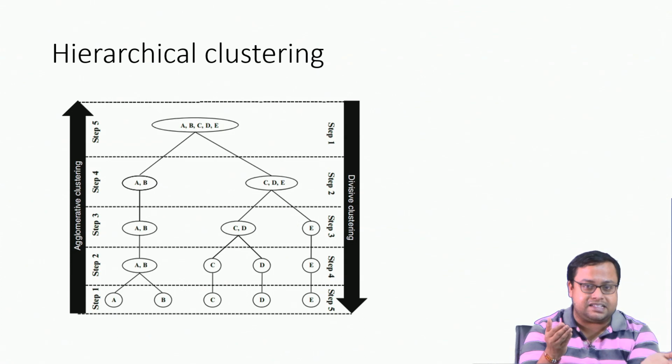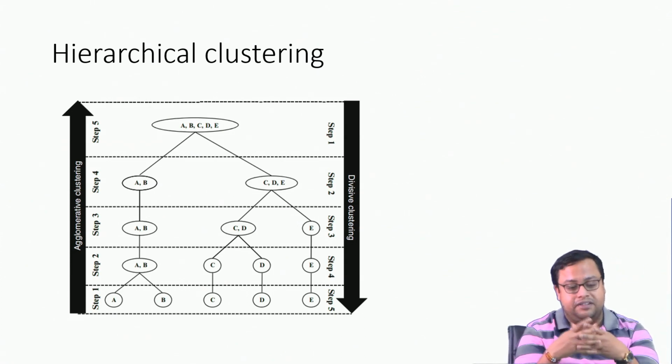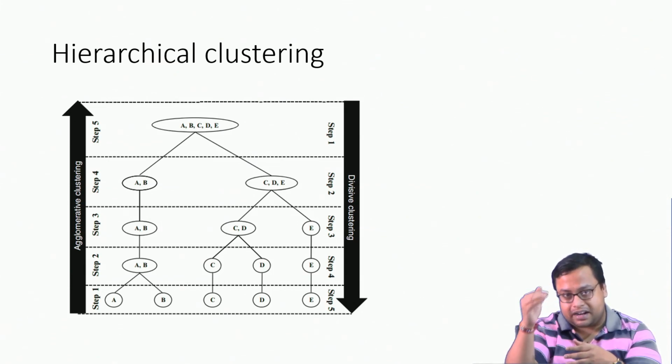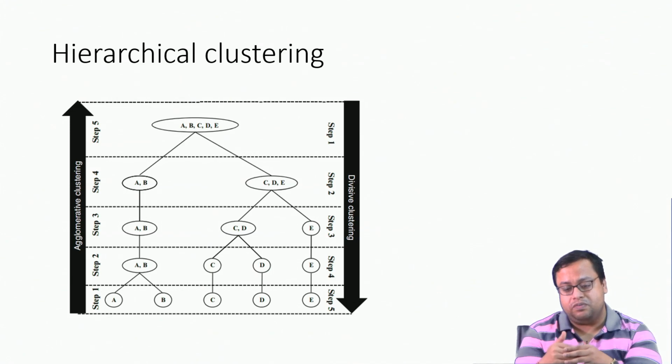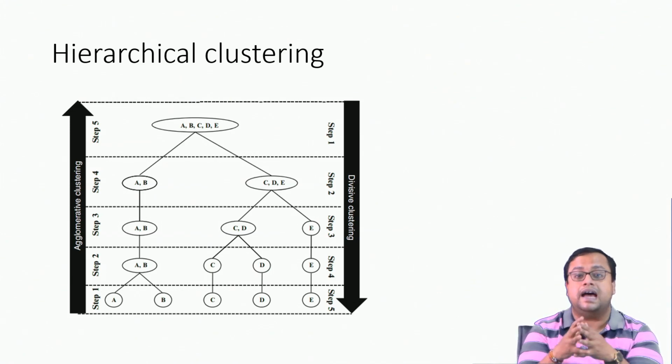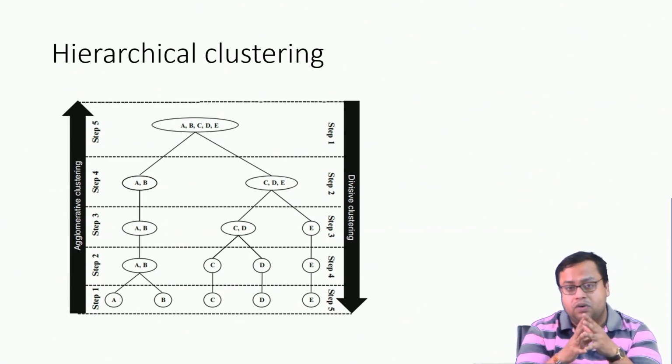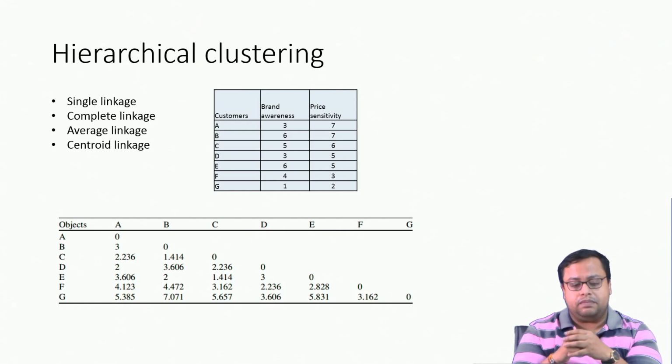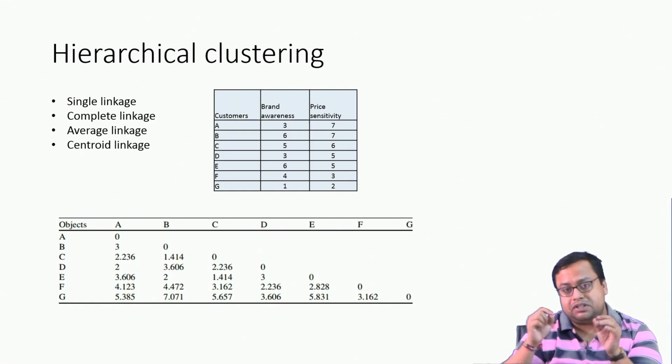You can either start from the bottom and go to the top, which we call agglomerative clustering, or I can do the opposite. I can start from the top and go to the bottom, which we call divisive clustering. Both of them are hierarchical clustering, because they are creating a hierarchy. And how to do that? There are several methods of finding the distance between 2 groups or 2 people.